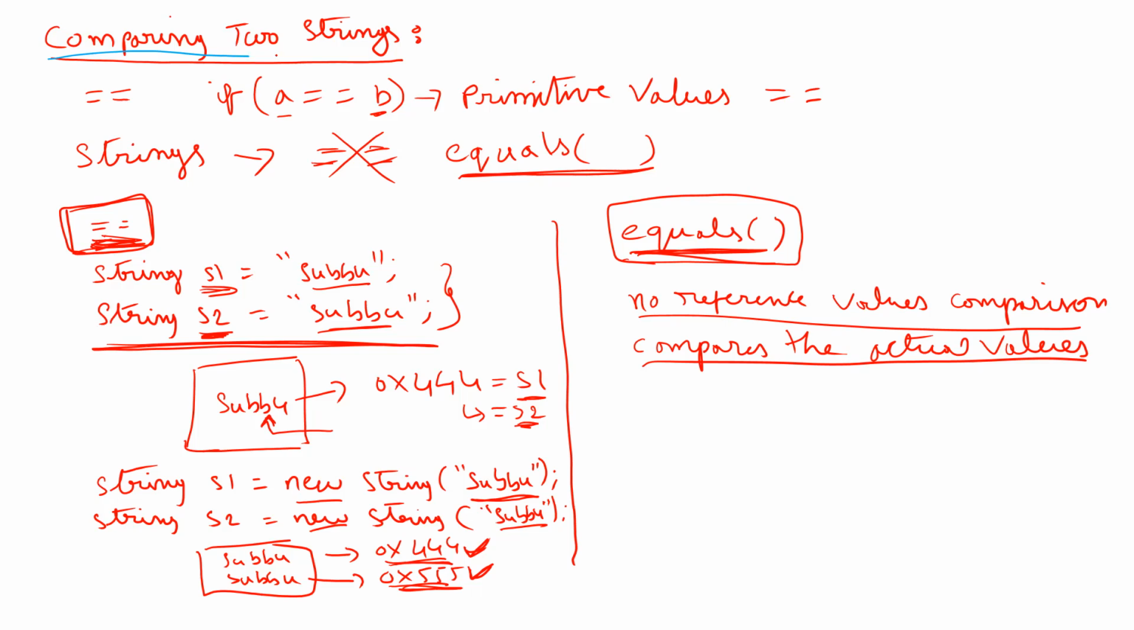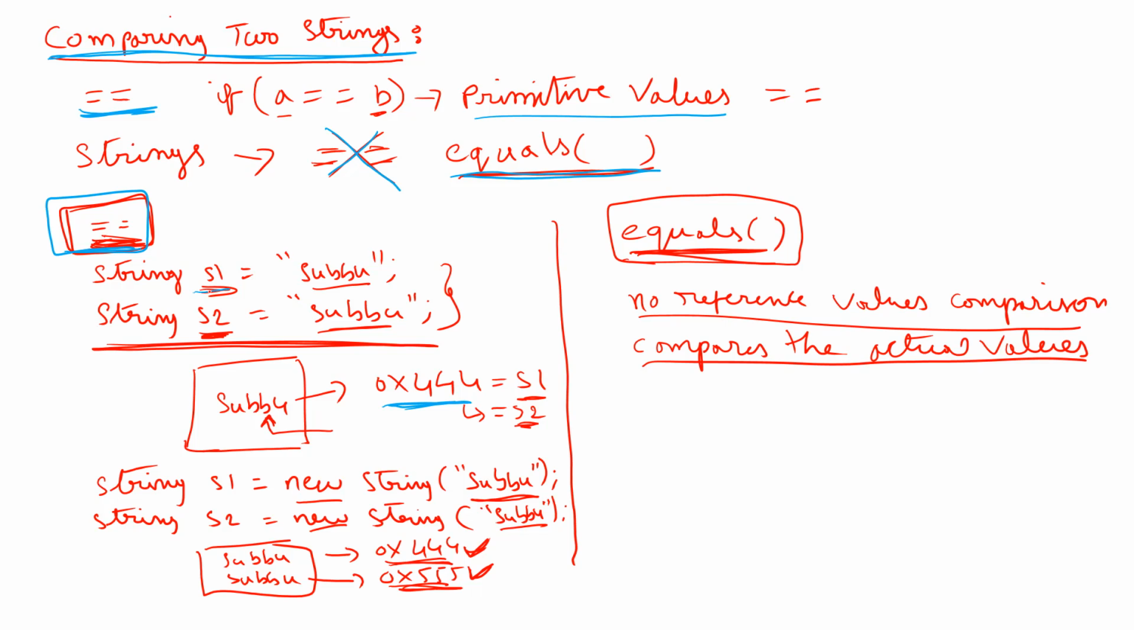So comparing two strings in Java. How we can compare two strings in Java? Normally, if we have primitive values like integers, doubles and all those things, then we will use the double equals to method. But in case of strings, the double equals to method is not preferred and we have a method called equals. So what is the reason the double equals to method is not preferred? Because the double equals to method compares the reference points and not the actual values.